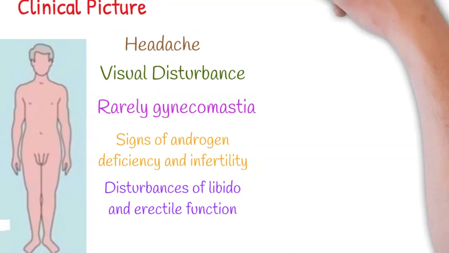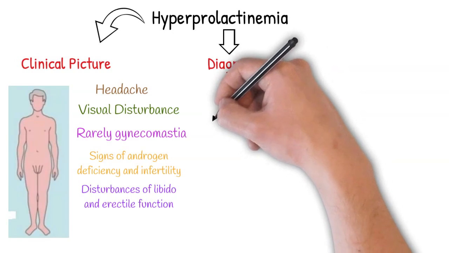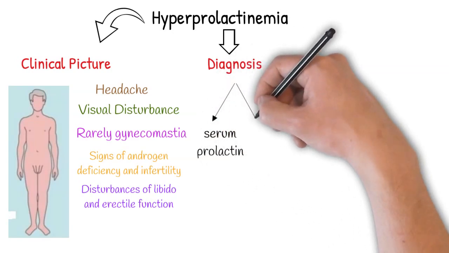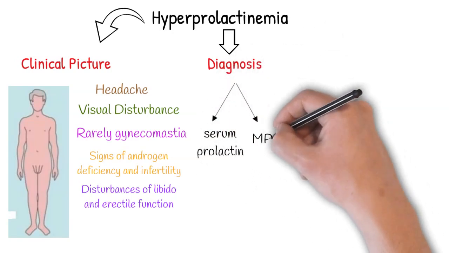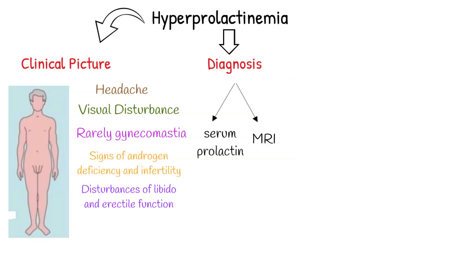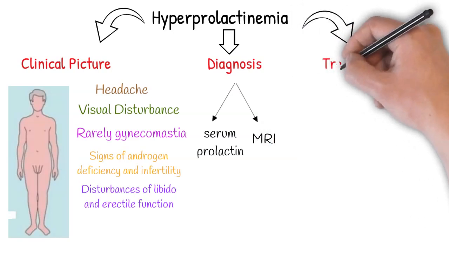How to diagnose patient with hyperprolactinemia? By simply serum prolactin level. تاني حاجة عندنا ال MRI can help in detection of pituitary adenomas. How to treat a patient with hyperprolactinemia?